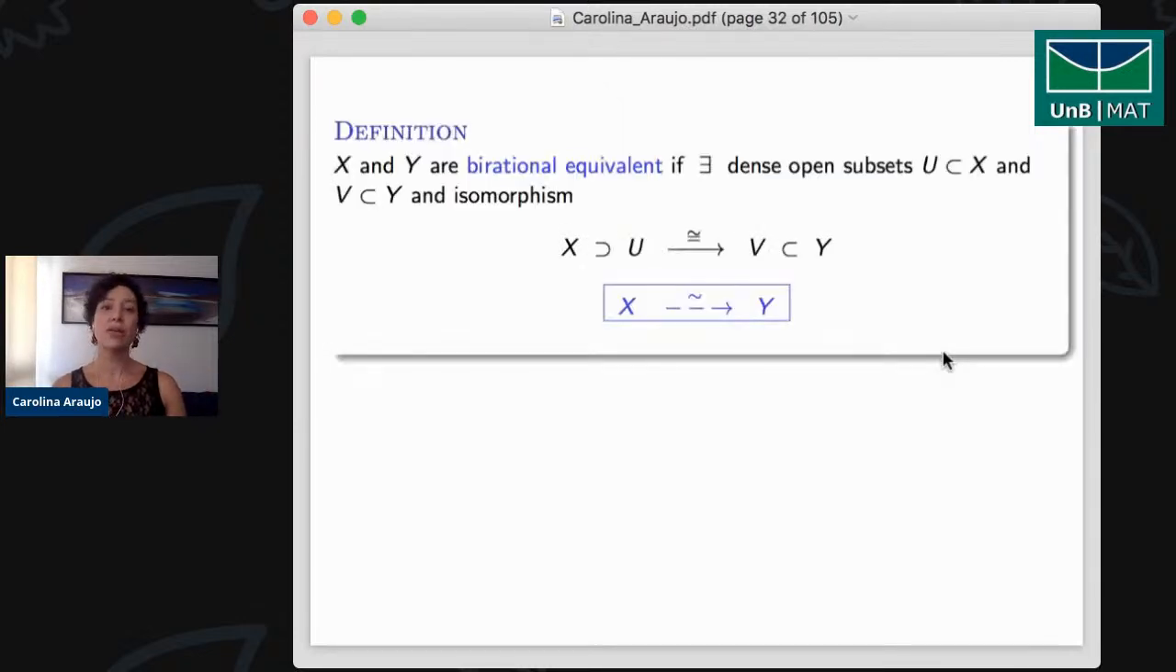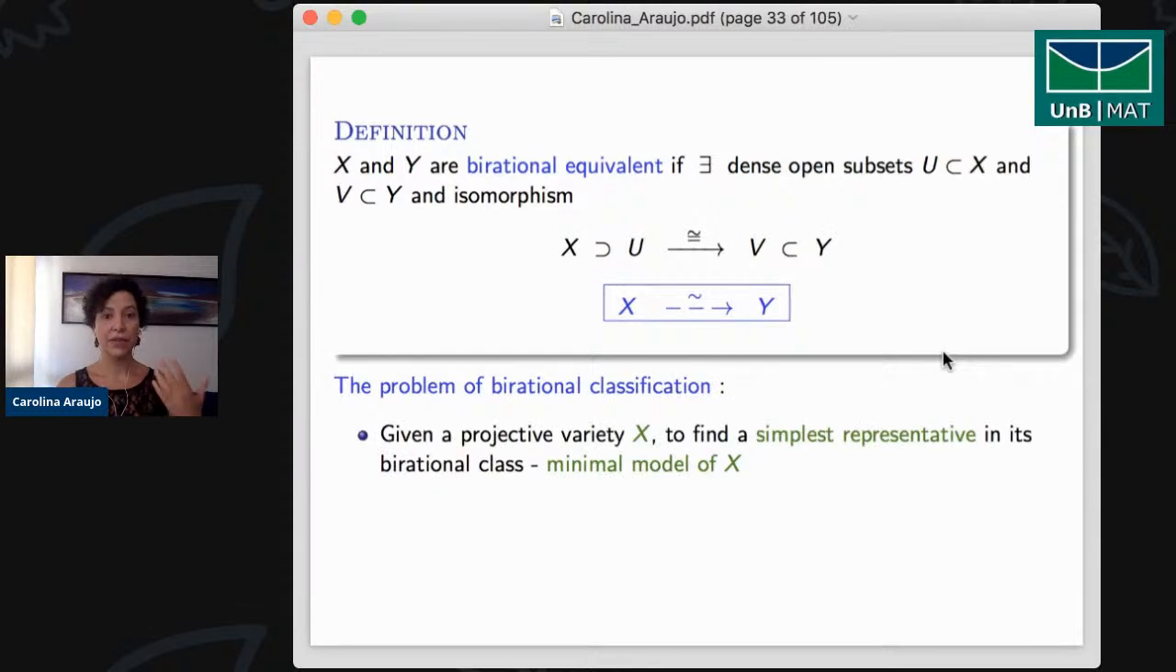And so in general, the classification problem is going to be a bit different. Instead of classifying varieties up to isomorphism, we are going to have another equivalence relation, which is called birational equivalence, and we will want to classify varieties up to birational equivalence. So let me define this. We say that two projective varieties are birationally equivalent if they have dense open subsets that are isomorphic to each other. And in this case, now the problem of birational classification becomes the following.